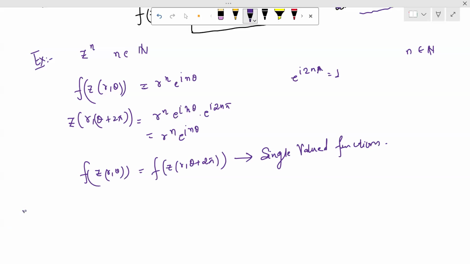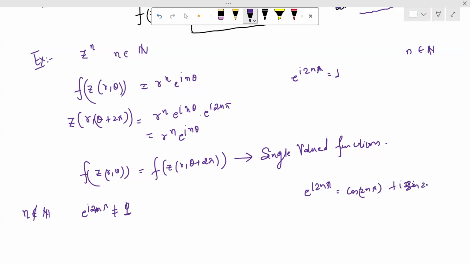Now, what if n doesn't belong to integer or n doesn't belong to natural number? Then I can clearly write that e^(iota 2nπ) will not be equal to 1 for that matter. Because what is e^(iota 2nπ)? You should understand it is nothing but cos 2nπ plus iota sin 2nπ.